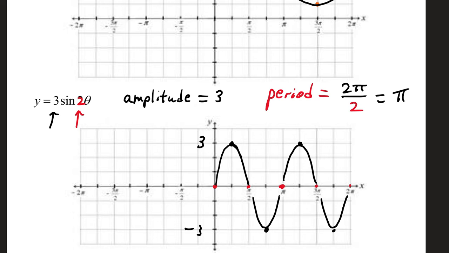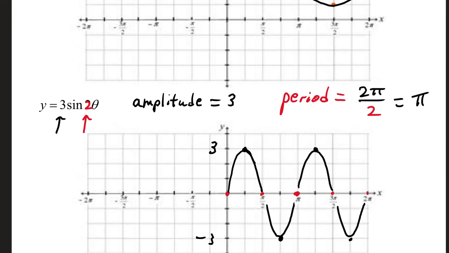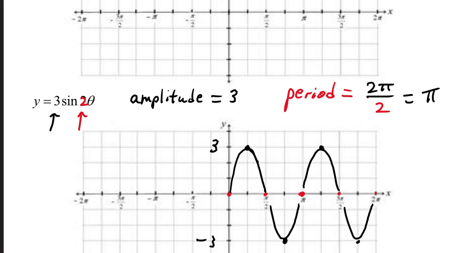Let's go back and revisit amplitude and period. A lead coefficient of 3 tells us that our amplitude is 3, because the absolute value of the lead coefficient, that's your amplitude. If there's a coefficient of your angle, if it's greater than 1, it speeds up the oscillation. If it's less than 1, it slows down the oscillation. Okay, so amplitude of 3, period of 2 pi over 2, which is pi.